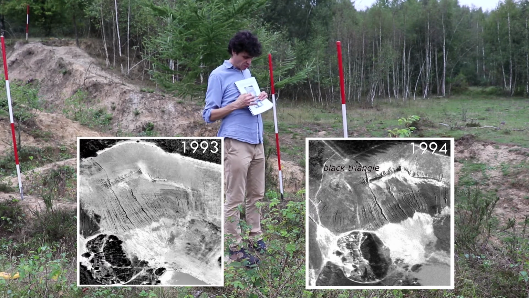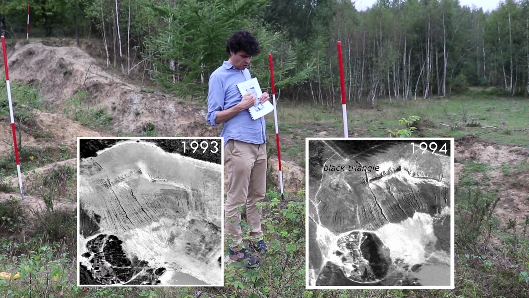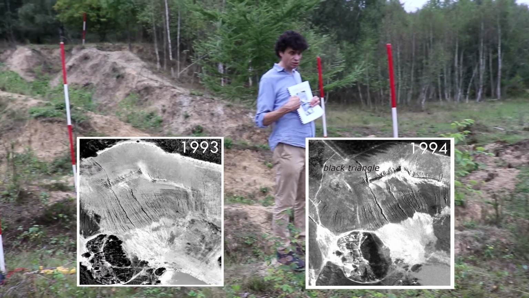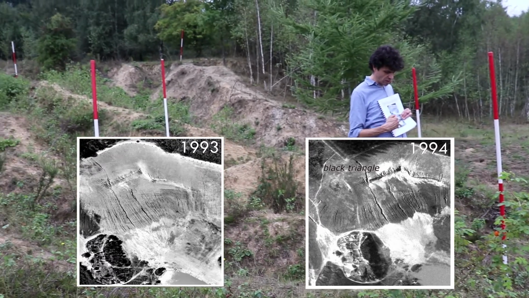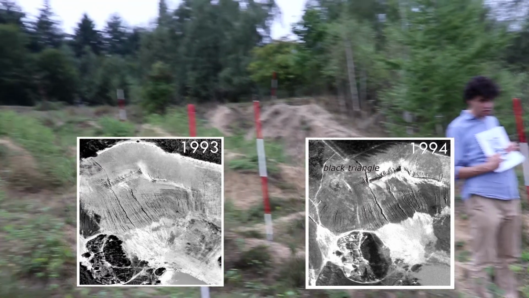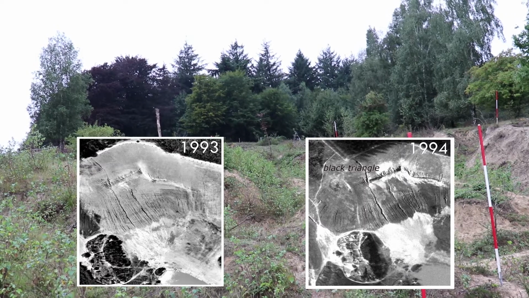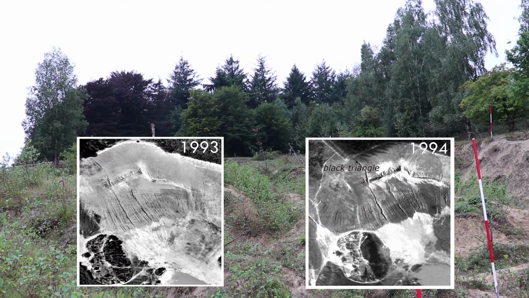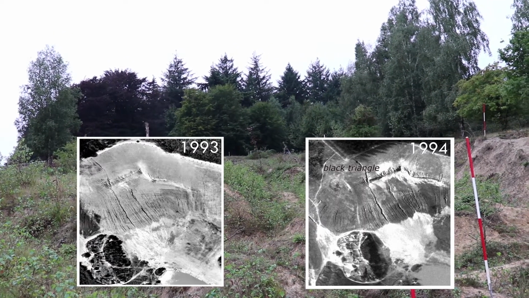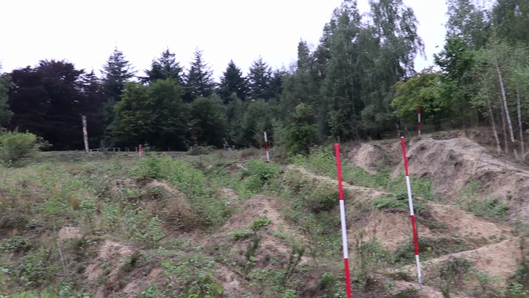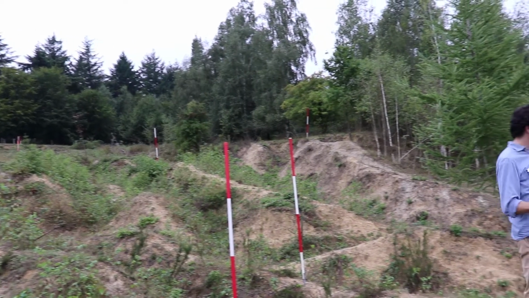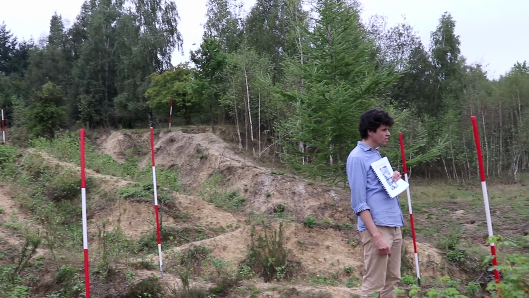And then you can also see the gullies forming from 1993 to 1994. You see already a big gully appearing, especially at the bottom. You see this dark line going from the tip of the black triangle downwards. So that's actually this gully. That has actually appeared within a couple of years. It grew up to this size.